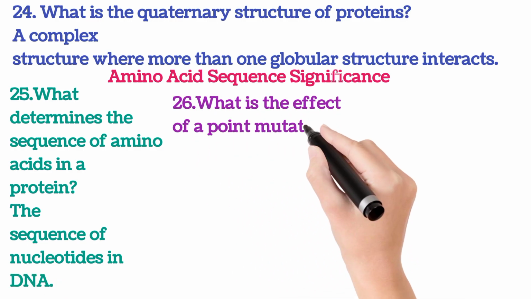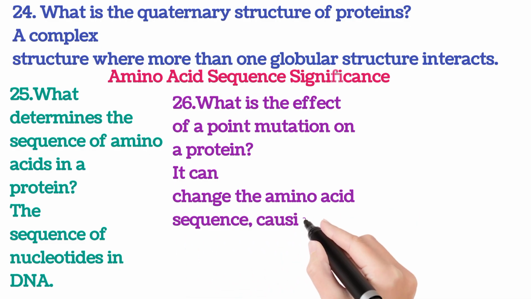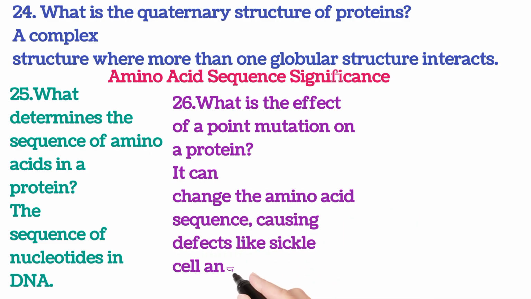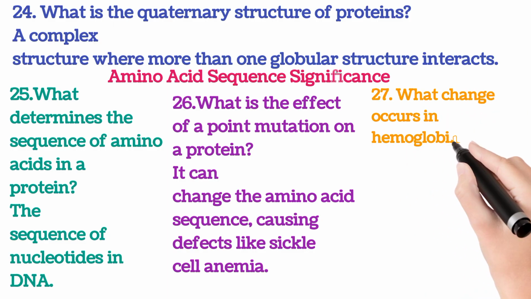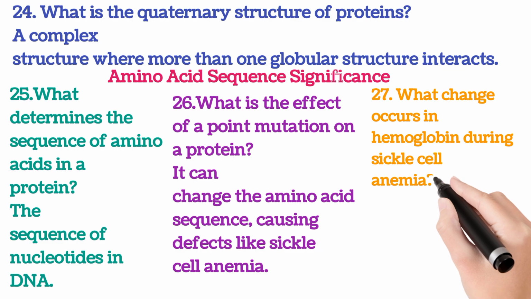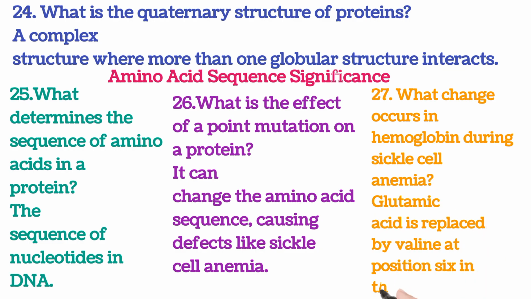26. What is the effect of a point mutation on a protein? It can change the amino acid sequence, causing defects like sickle cell anemia. 27. What change occurs in hemoglobin during sickle cell anemia? Glutamic acid is replaced by valine at position 6 in the beta chain.